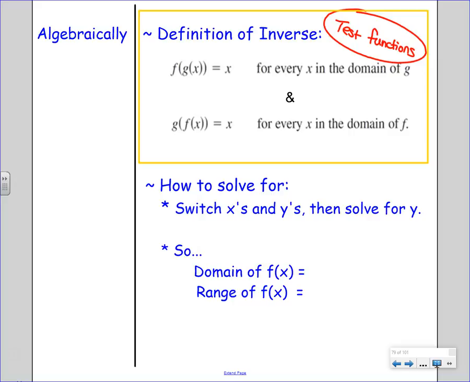The composition of a function with its inverse is always just x, the same way the composition of an inverse with its function is x as well, for every x within a domain, that is. And that might not seem super earth-shattering to you. But let me give you a second.